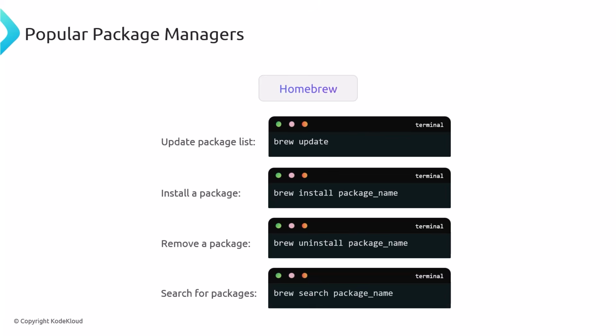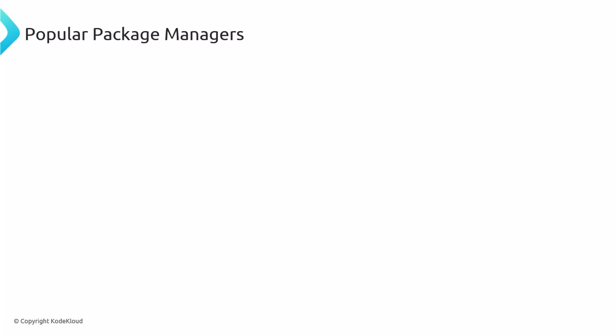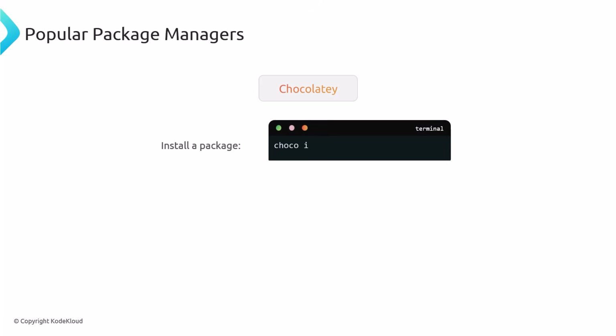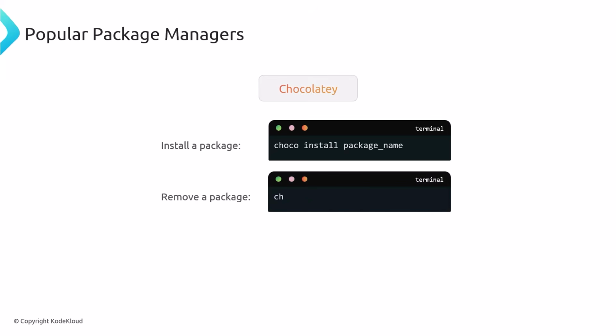And finally, for all those Windows users out there, we have something called Chocolatey. This package manager automates software installations right from the command line. Super handy, and it helps with managing all these installations across multiple machines if you wanted to. To install something with Chocolatey, you would use choco install and then the name of the package. And if you want to remove it, you would do choco uninstall and then the name of the package.